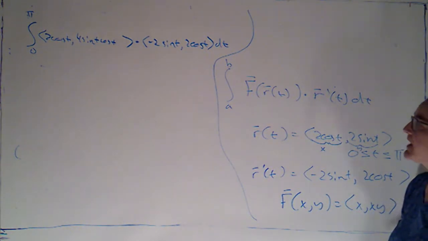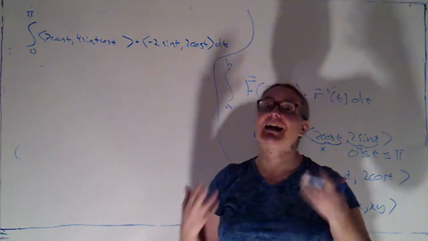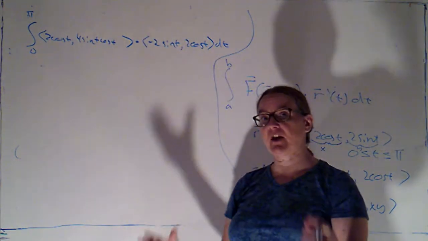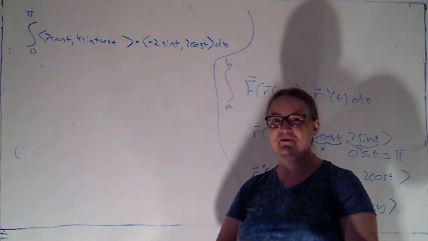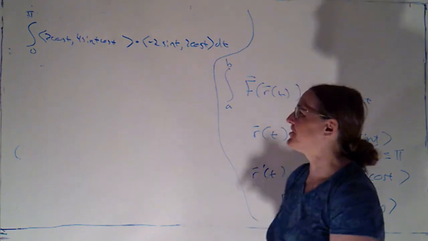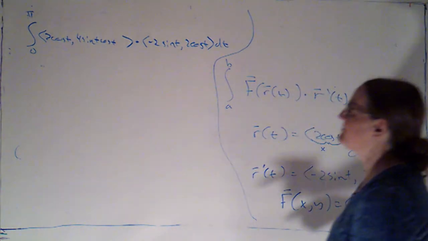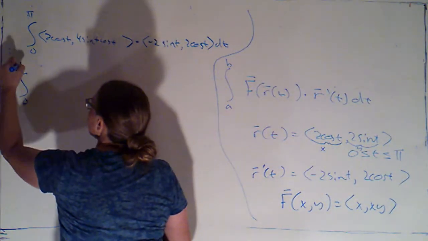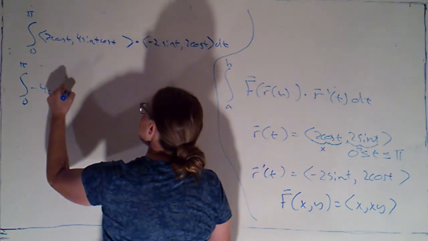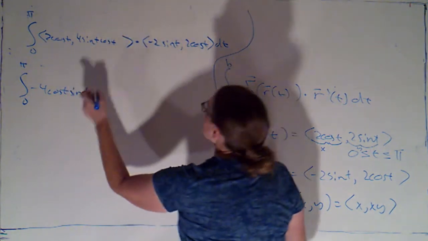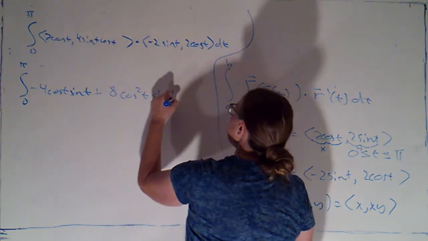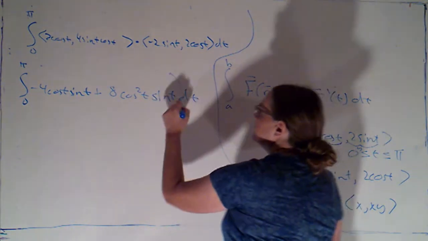Excellent. Now, before I integrate, I got to do the dot product, okay? We are using vectors to create this real valued function that we're integrating, but a line integral is about integrating a real valued function, not vectors. Okay? So I work out that dot product. So I'm going to get negative 4 cosine t sine t plus 8 cosine squared t sine t dt.